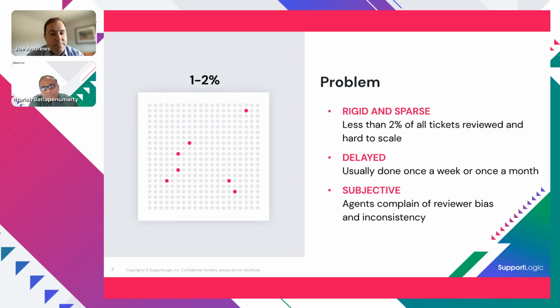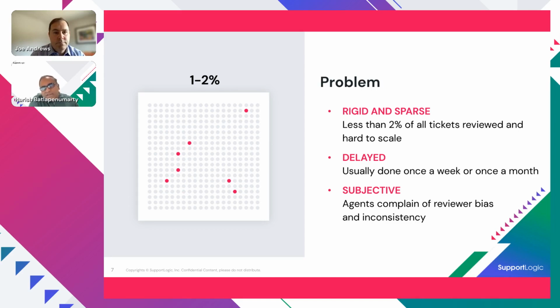Yeah, exactly. So most teams today, this is where they are. The process is very rigid, especially in terms of support volume, escalations, and support volumes changing. How do you automatically scale your team is very, very hard. So you're capped at this 1 to 2% reviews, which is clearly not enough.